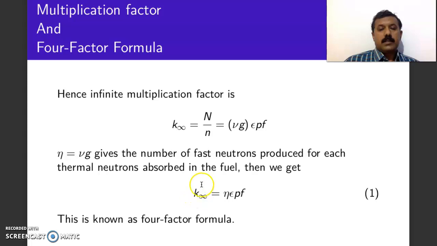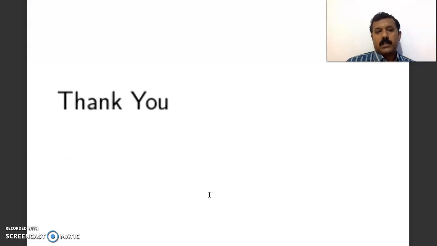As this K is very important in reactor operation, as I have said in the beginning, if K is equal to 1, you will see that there will be a self-sustained chain reaction. If K is less than 1, then the number of neutrons reduces from generation to generation, and eventually the reaction will stop. If K is greater than 1, it works like a bomb. This is about the multiplication factor and the 4-factor formula. Thanks for watching.